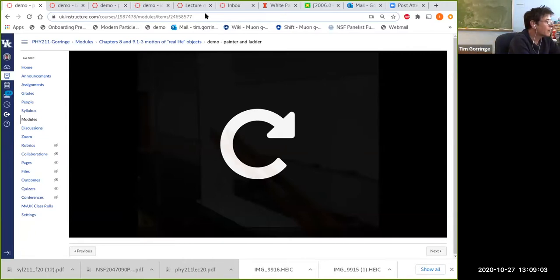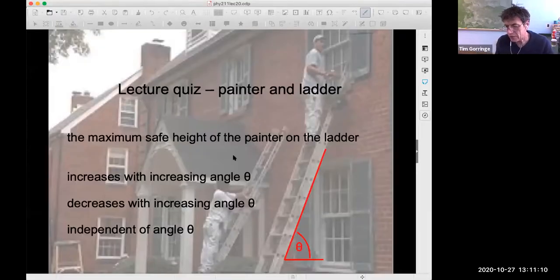Okay, so now I want to give you a quiz. The quiz asks whether the maximum safe height that you can climb up the ladder depends on the angle of the ladder, and does that height increase with increasing angle, or does it decrease with an increasing angle? I mean, you could solve this from the equations that we calculated for the ladder and the height on the ladder, and I could go back to the equation, but let me just do it from a more practical, common sense point of view.